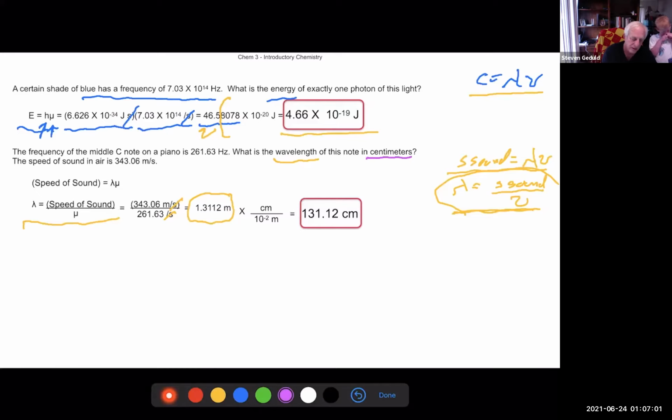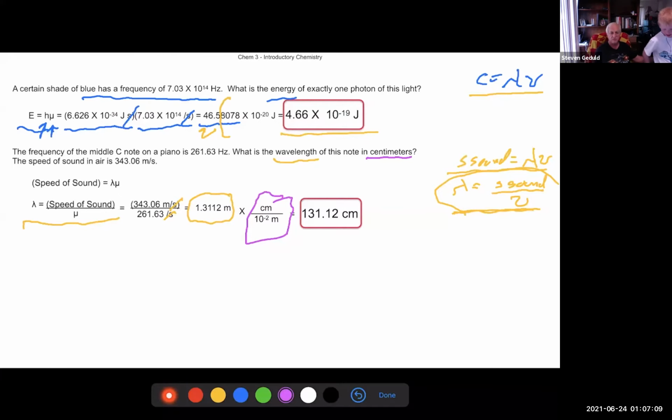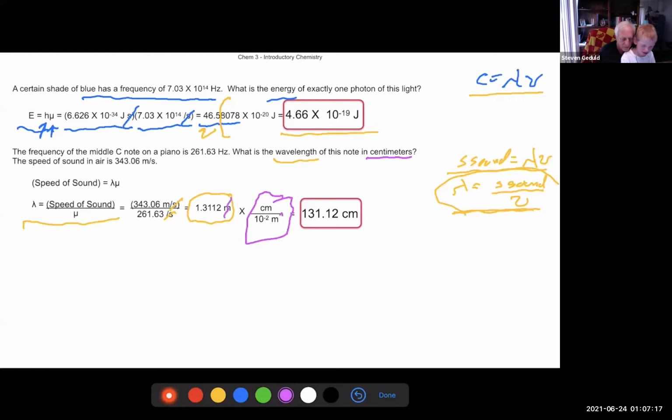So here's our meters, and here's our conversion. Centimeters to meters. The centi is 10 to the negative 2. All right, so we end up with centimeters, our meters cancel. And when we take 10 to the negative 2 and move it up, we change the sign, right? So we have 10 to the 2. So 1.3112 times 10 to the 2 means the decimal point gets moved over 2 places to the right. You're increasing it by a factor of 2, so it becomes 131.12 centimeters.